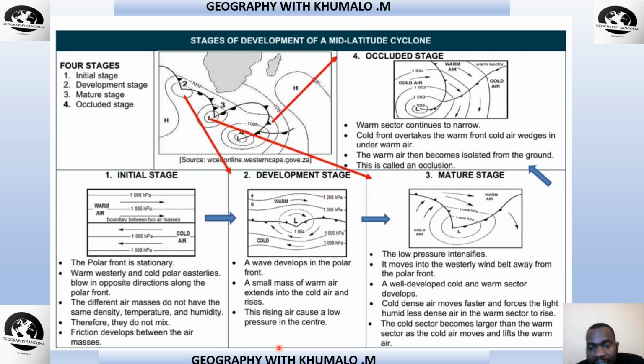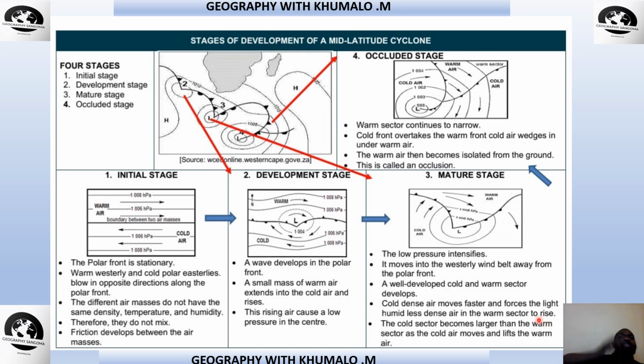Now, what is happening in the mature stage? The low pressure intensifies. It moves into the westerly wind belt away from the polar front. So it starts to move now. The weather system starts to move. The well-developed cold front and warm sector develop. Cold, dense air moves faster and forces the light, humid, less dense air in the warm sector to rise.